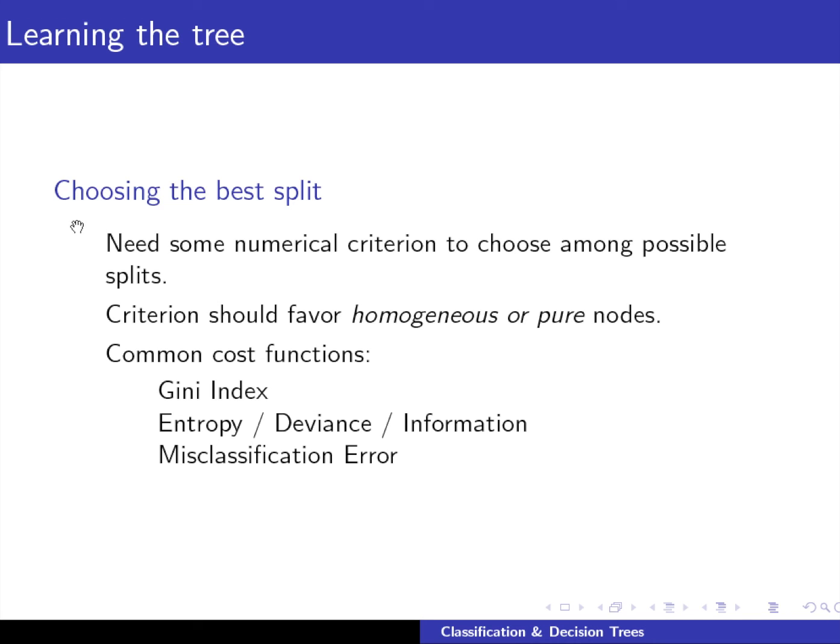Choosing the best split. As I hinted at, we could come up with criteria, for example some numerical criterion for choosing among the possible splits. You could start to infer from when we were talking about the 2 example trees on the income tax data that what would be most useful in prediction were splits that pushed matching labels together. What that means is the criterion should favor homogeneous or pure nodes.